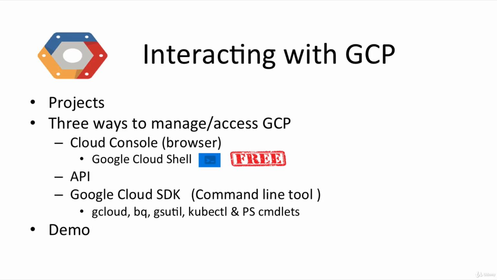Let's start with how to manage our resources in Google Cloud. First, let's take a look at the projects. In its most simple definition, a project organizes all your Google Cloud Platform resources. It basically contains all your cloud resources, including billing, API, etc.